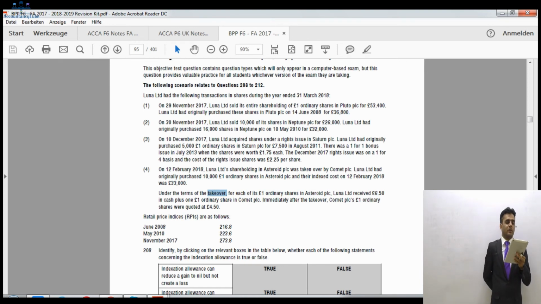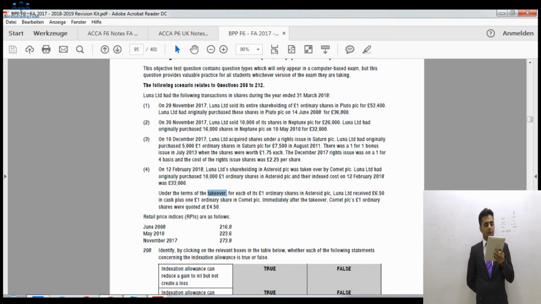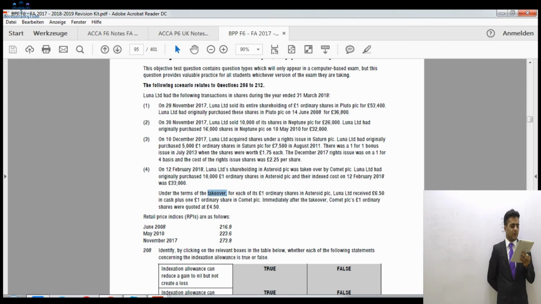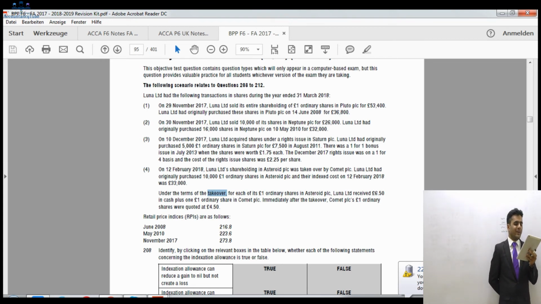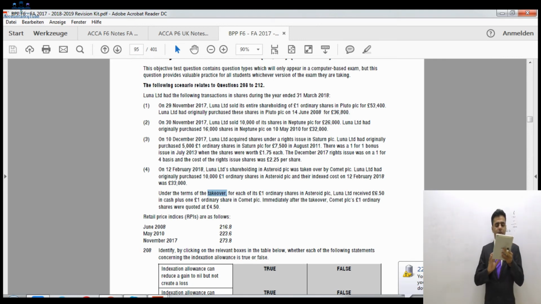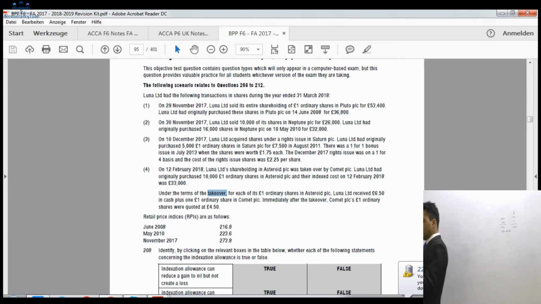The retail price index is given, as we have studied in our notes. When the retail price index is given, we'll take the latest RPI. Latest means by date, so the latest date is November 2017: 273.8, less the earliest one, on which we purchased the shares. We purchased the shares on 14th of June 2008. So RPI on that date was 216.8, divided by our latest RPI, which is 273.8. I think divided by latest, isn't it?